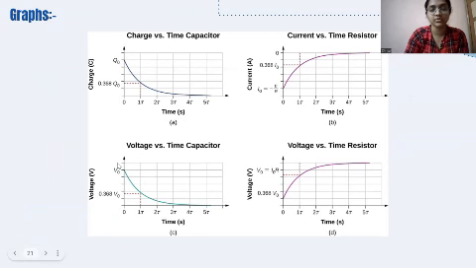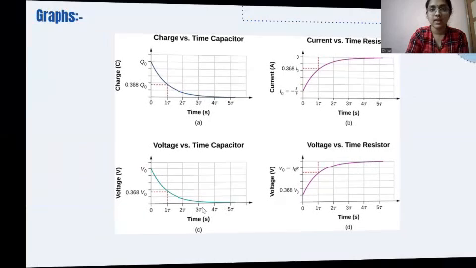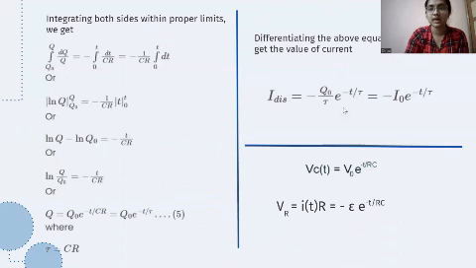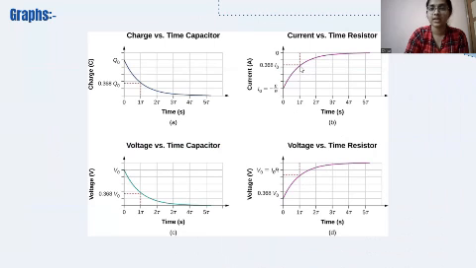And same goes for the voltage across the capacitor. Whereas the current is minus of constant into e power minus x. And same goes for the voltage across the resistance. So we get that the current and voltage across the resistor are both increasing functions.